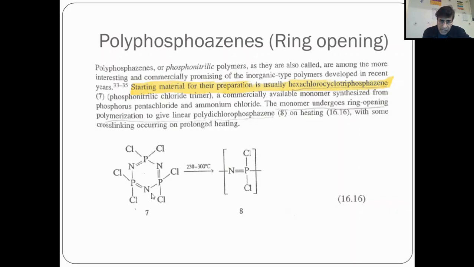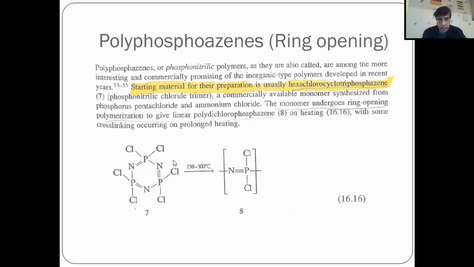Chlorocyclotriphosphazene. So remember, like a benzene ring. When you heat this polymer up to this temperature, you get this polymer. This is the repeating unit of this polymer. Of course, the important point here is the mechanism of this, and I am showing you that in the next slide.